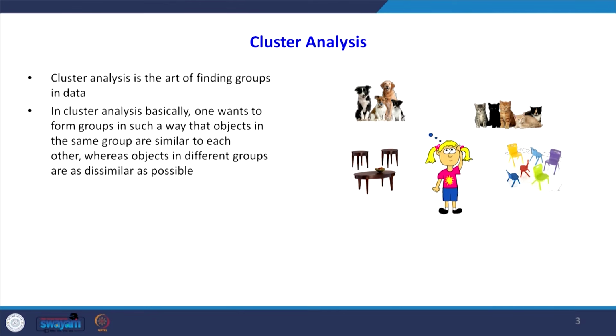Cluster analysis is the art of finding groups in data. In cluster analysis, basically one wants to form groups in such a way that objects in the same group are similar to each other, whereas objects in different groups are as dissimilar as possible. When you look at this picture, there are different clusters, say group of dogs, group of cats, group of chairs, group of tables. These are an example of cluster analysis.